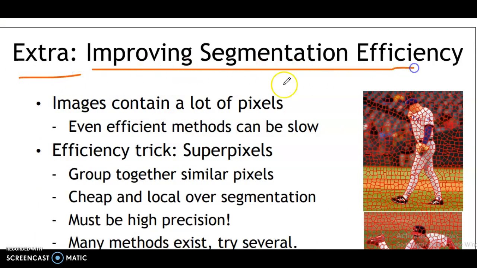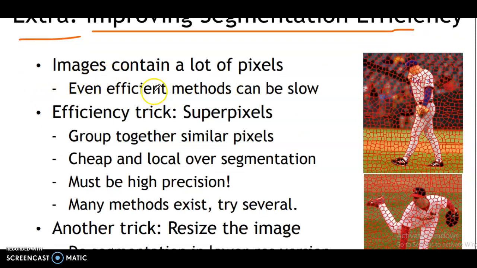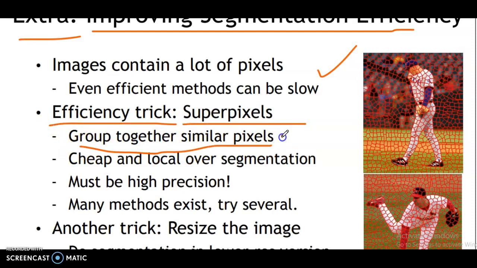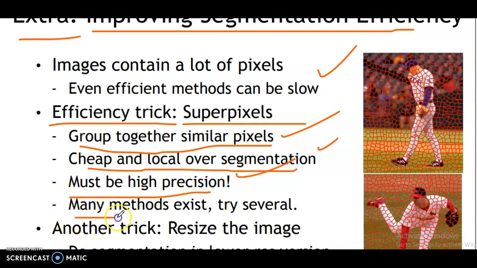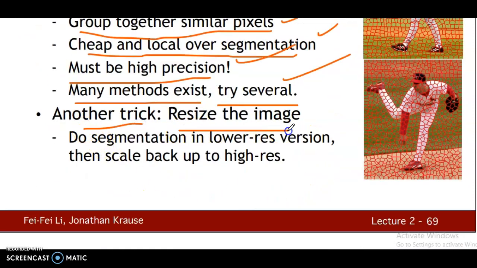Improving segmentation efficiency: images contain a lot of pixels, so even efficient methods can be slow. Efficiency trick: superpixels, grouping together similar pixels. Cheap and local over-segmentation, which must be high precision. Many methods exist, so try several. Another trick: resize the image and do segmentation in lower resolution.